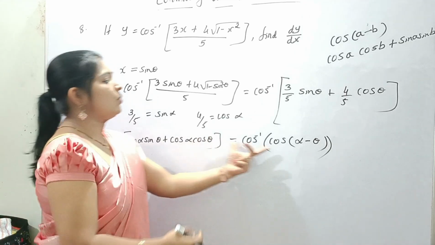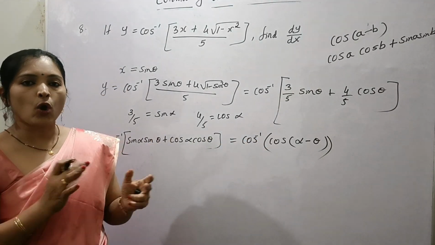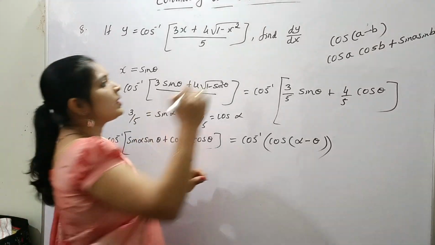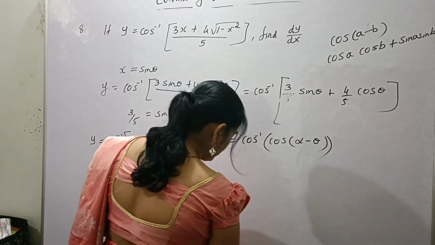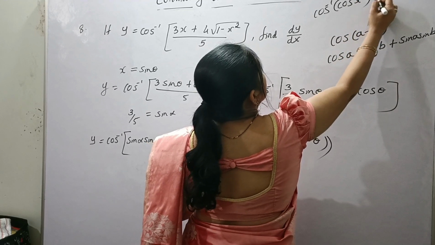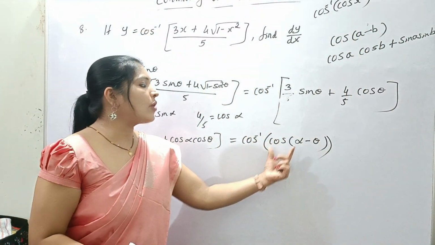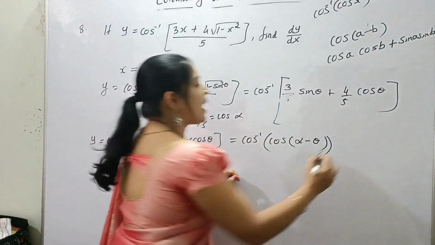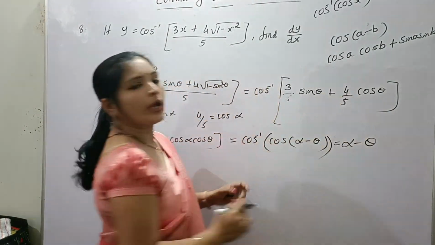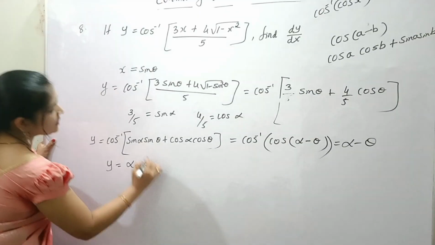Now cos inverse of cos x is nothing but x, right? So here cos inverse of cos of alpha minus theta is nothing but alpha minus theta. Okay, so what we have got? y is equal to alpha minus theta.